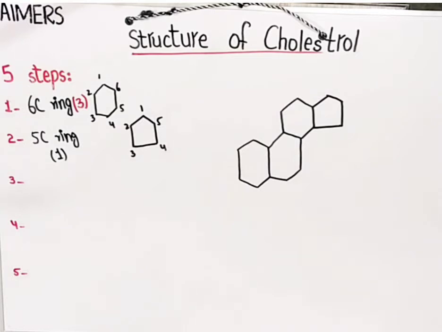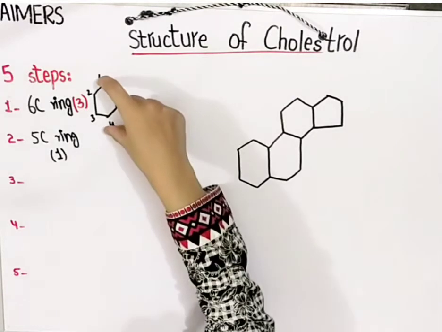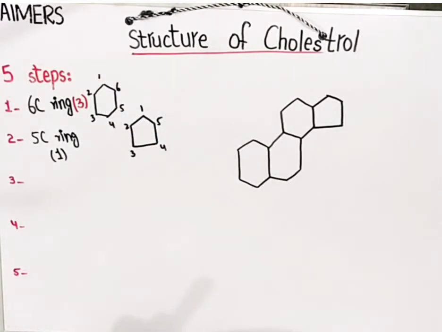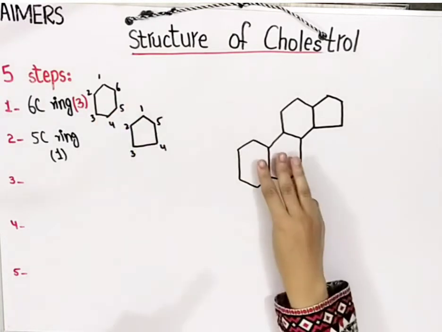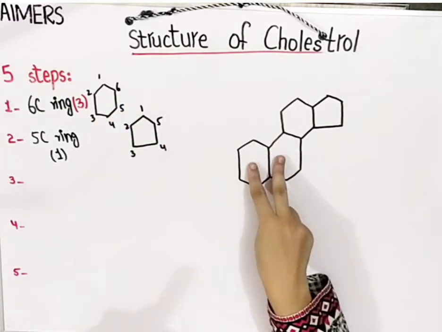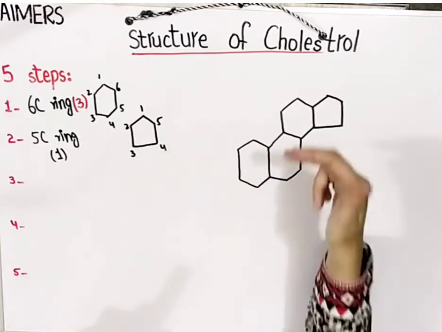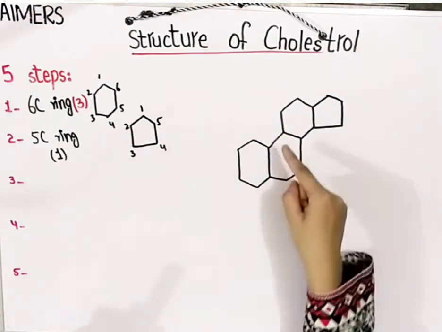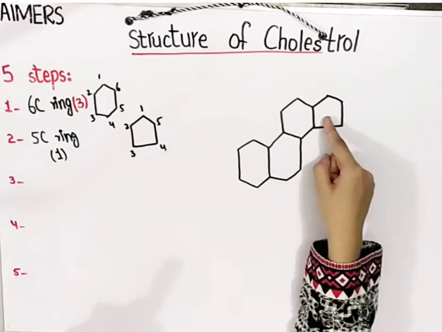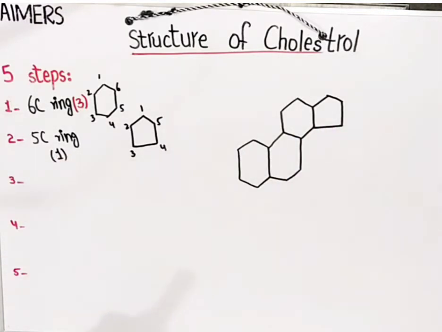So what are the first 2 steps? Firstly, you have to make a 6 carbon ring. You should remember how the 6 carbon ring looks like, so you have to practice this ring. Then you have to remember how the 5 carbon ring looks like. So you have to draw 3 6 carbon rings. The first 2 6 carbon rings are adjacent, and the third 6 carbon ring is on the upside of the second ring. And then adjacent to the 6 carbon ring, you have to make only 1 5 carbon ring. Got it?